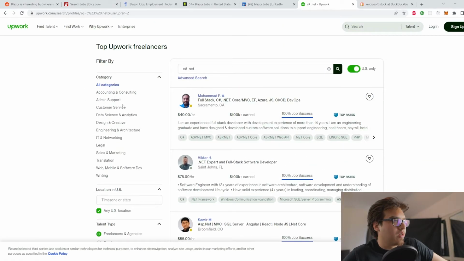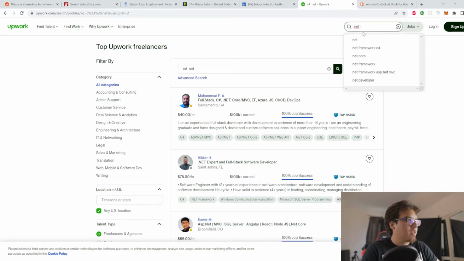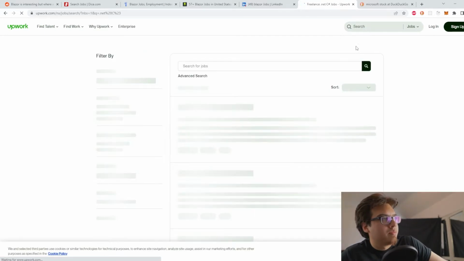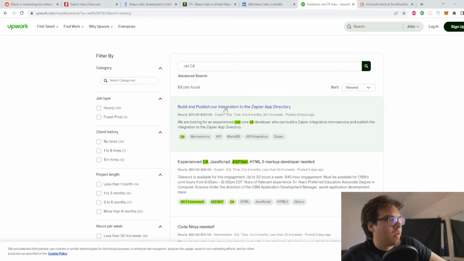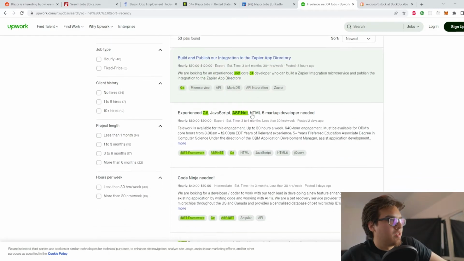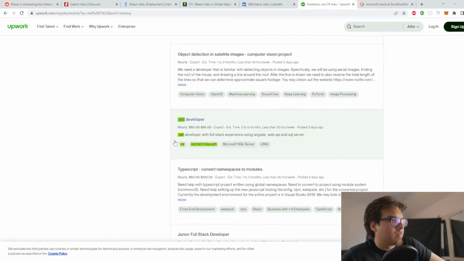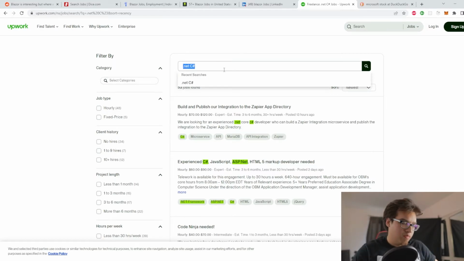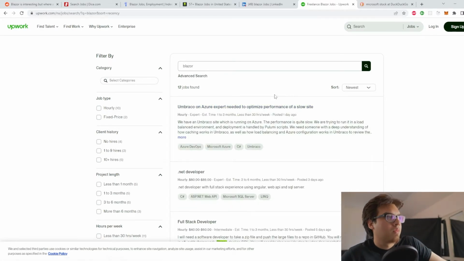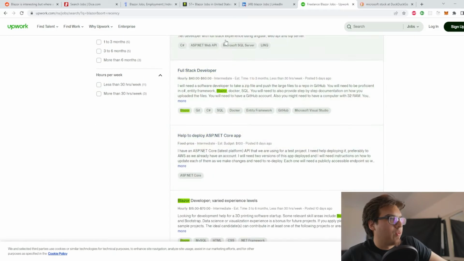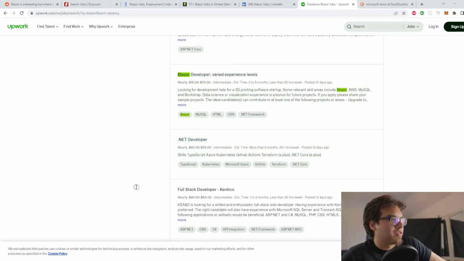It looks like there's a lot of .NET people here. .NET Sharp. What do we got? 53 jobs. Very interesting. That is weird. Why am I getting different results for different things?